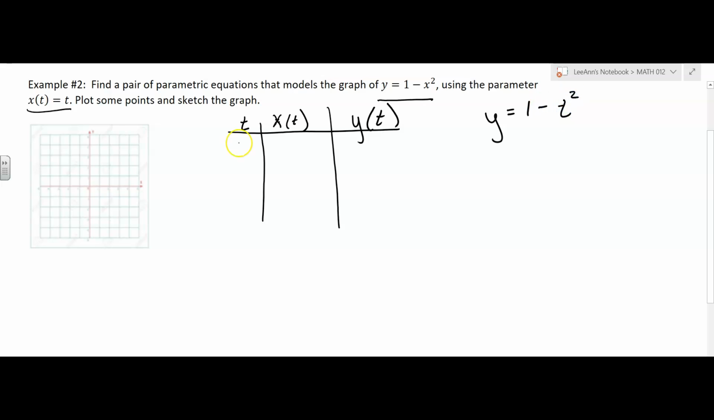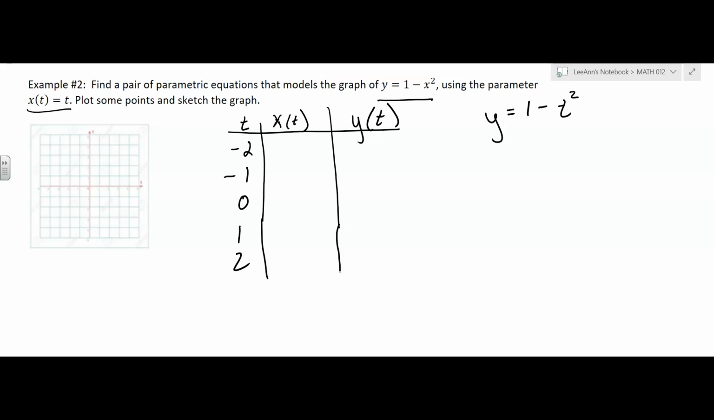Okay, so we can put in things like, how big do I want to go? Maybe just -2, -1, 0, 1, and 2. Now, if you're wondering about those negative values of time, we're kind of ignoring that for right now because we talked about t representing time. But for now, we're just trying to get a picture of what's going on.